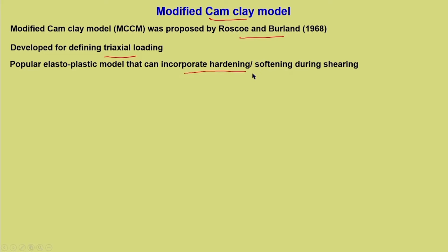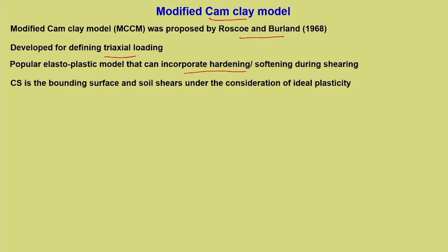I mean to say, it is not like elastic response and then failure. After yielding, there is some other response that we have already noticed. It can be either hardening or softening, and when that gets incorporated, we say it is an elastoplastic response. Critical state is the bounding surface.